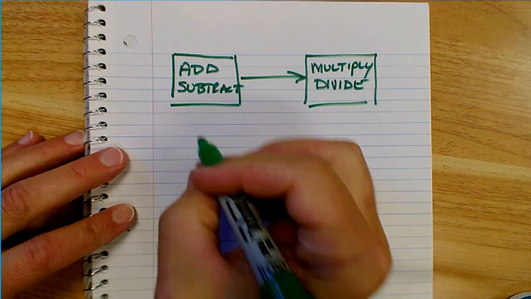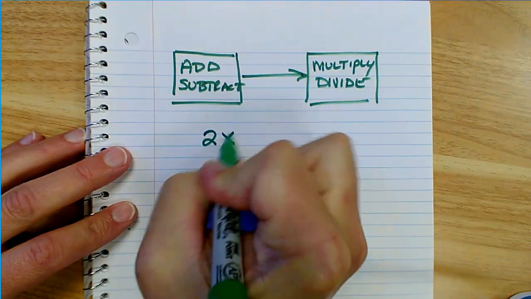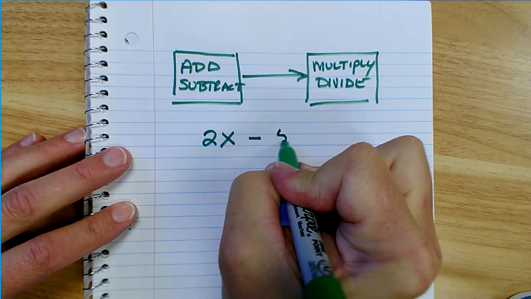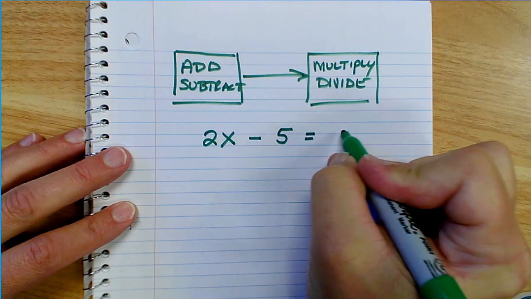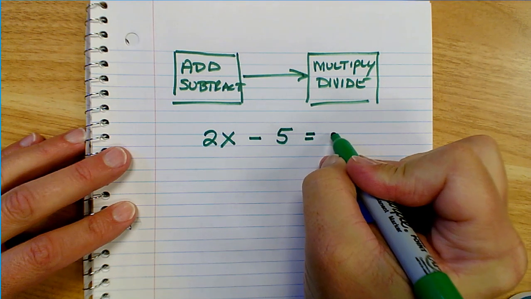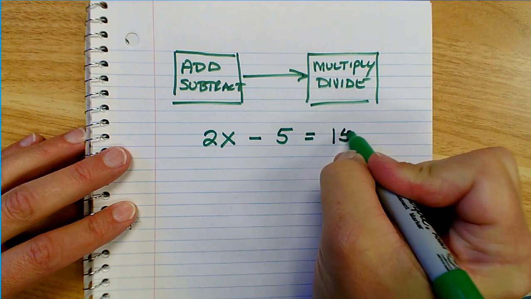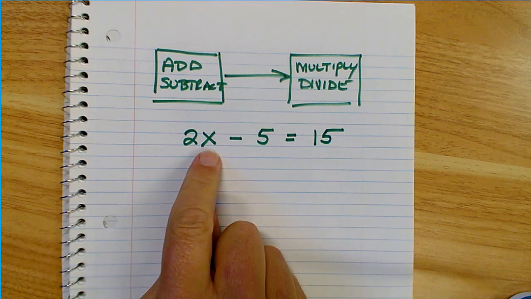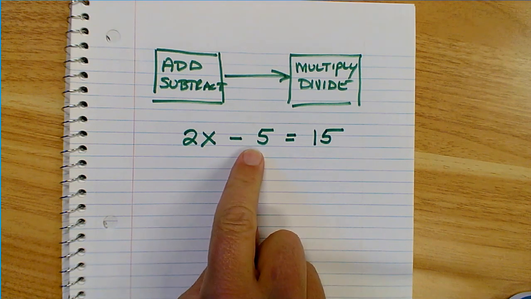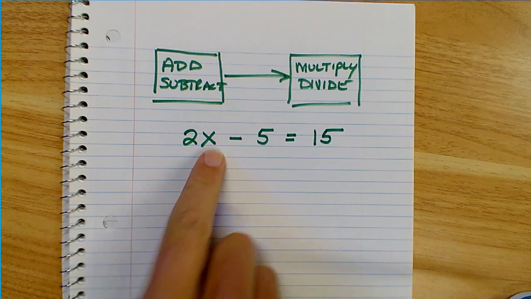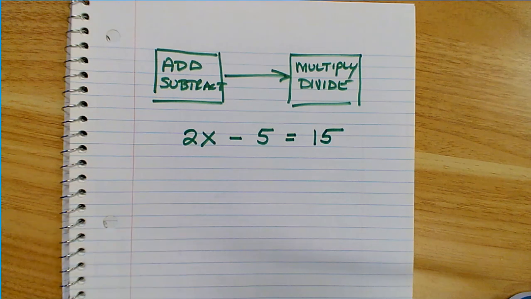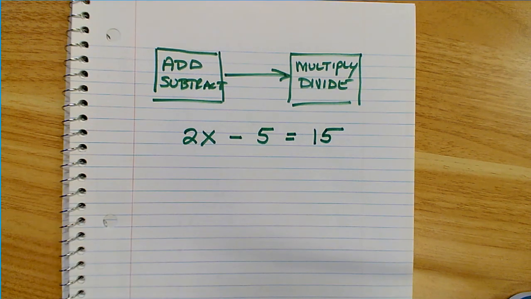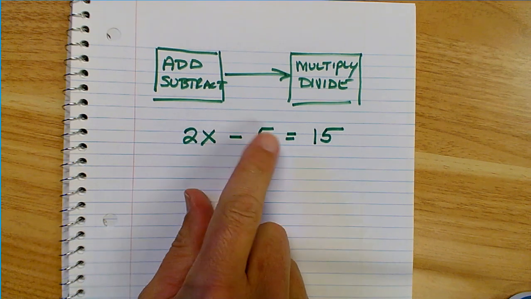So if I have something like this, 2x minus 5 equals, let's go with 15. I don't go right to the variable. I start a little bit away from the variable. So I look at this. Okay, who's the variable? X. Who's bugging the X? The 2 and the 5. Well, who should I fight first? The 5 or the 2? I want to fight the 5 first.